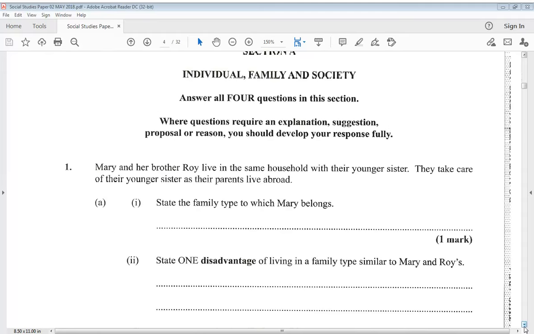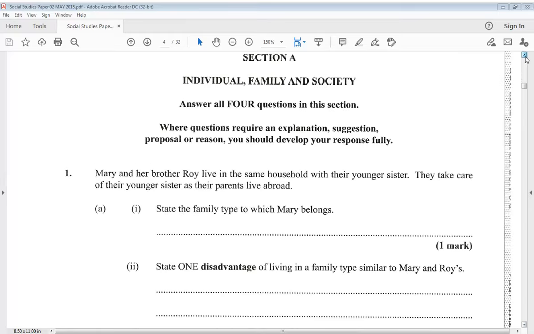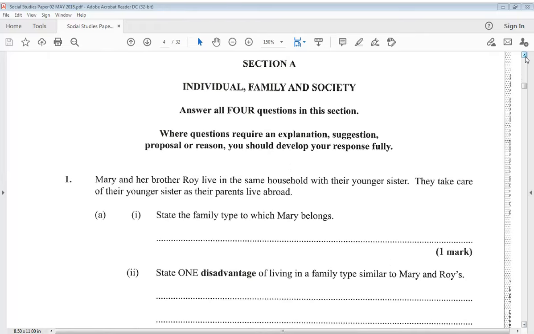So, the question says, this is section A, as you know, how the format of the CSEC paper is arranged. The first question, usually we have it on individual, family, and society, and you are required in this section to answer all 4 questions. It says where questions require an explanation, suggestion, proposal, or reason, you should develop your response fully.